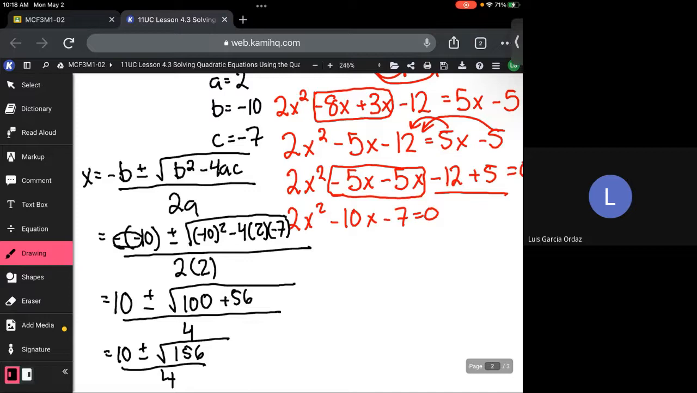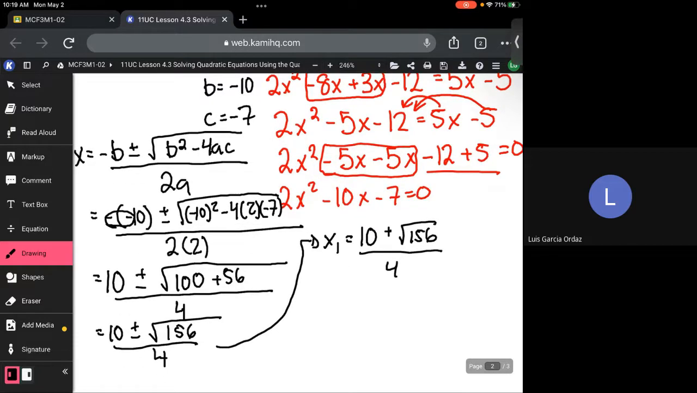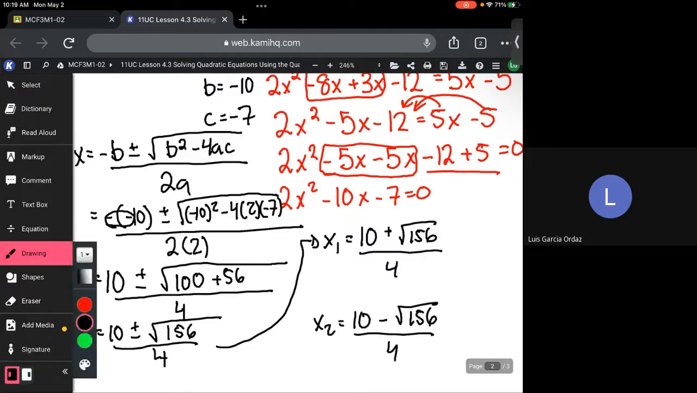So what are my two answers going to be? Ashton, what's one of them? Okay. And can someone else tell me what the other one is going to be? Jade? Is it 10 minus? Yep, 10 minus. So can someone tell me the answer to the first one to 2 decimal places and someone else for the second one in 2 decimal places as well?